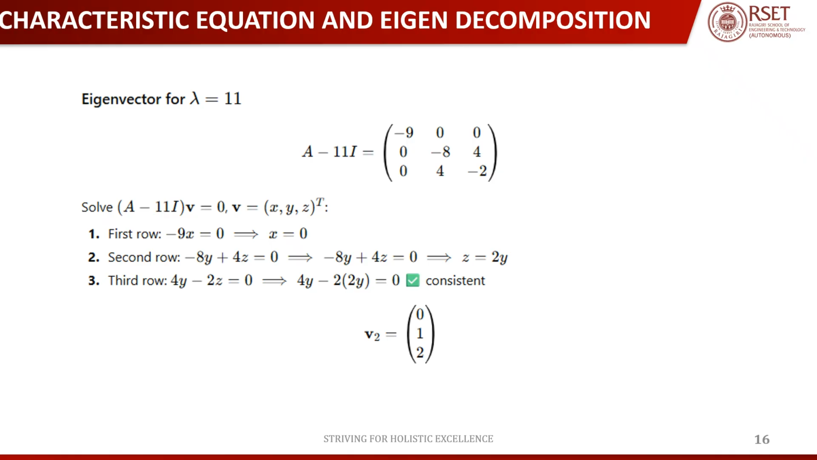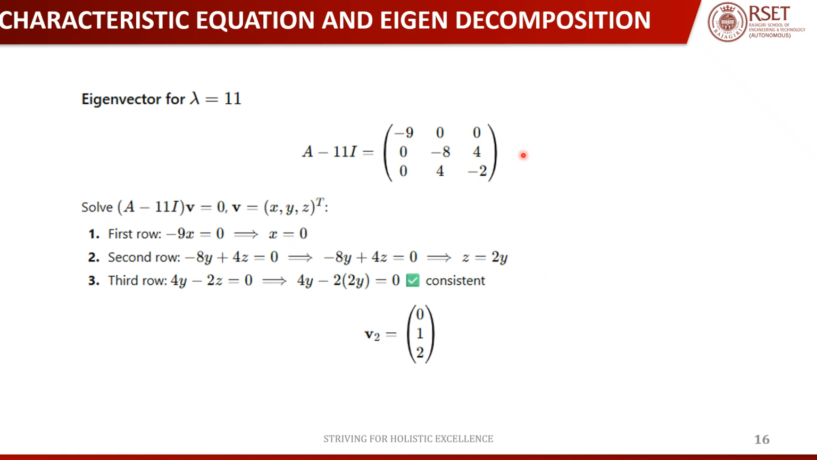Similarly, do the problem, and from the first row you have negative 9x is equal to 0. There you will have x is equal to 0. And in the second problem, you have the relation negative 8y plus 4z is equal to 0. There, when comparing and simplifying, you have z is equal to 2y.